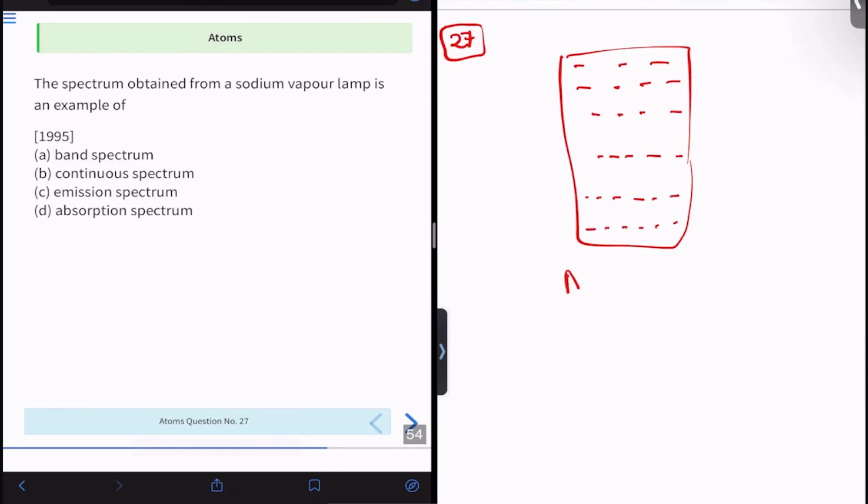This is a sodium vapor lamp. It is an example of which spectrum emitted?